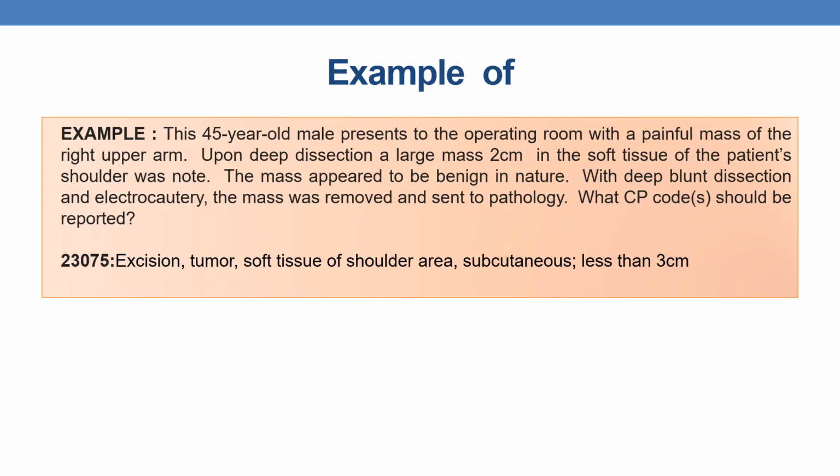Now let us discuss an example. A 45-year-old male presents to the operating room with a painful mass on the right upper arm. Upon deep dissection, a large mass of 2 cm in the soft tissue of the patient's shoulder was noted, and the mass appeared to be benign in nature. With deep blunt dissection and electrocautery, the mass was removed and sent to pathology. What CPT code should be reported here? The mass is in the soft tissue of the shoulder and the size is 2 cm. So the appropriate CPT is 20735, which is nothing but excision, tumor, soft tissue of shoulder area, subcutaneous, less than 3 cm.